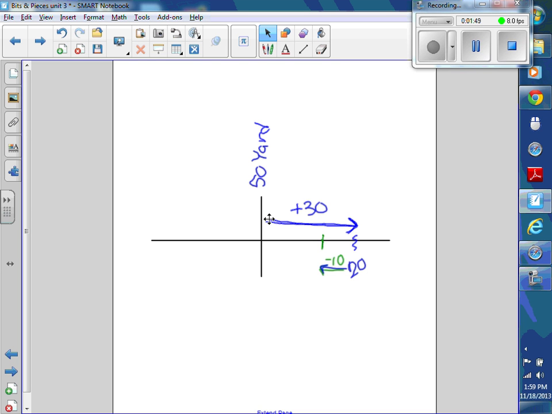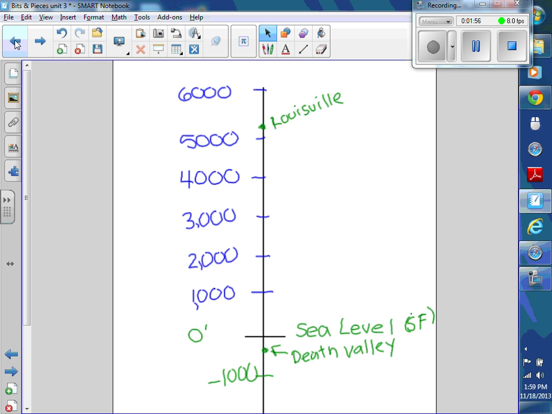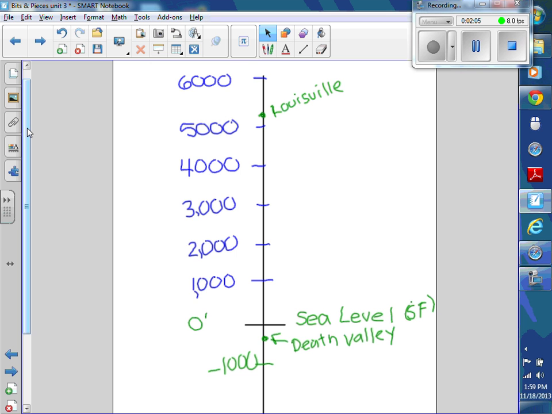Another place that you think about negatives and positives is elevation. Like Denver's the mile-high city, right? So Denver's at 5280. I grew up in San Francisco, and San Francisco is at sea level. The beach is right there. Louisville is way above sea level, over 5,000 feet above sea level. Death Valley is actually below sea level. There's a state park there. It's a place in the United States that's below the level of the ocean.